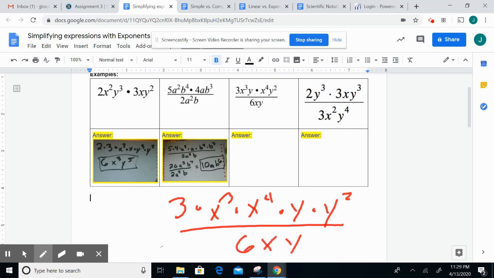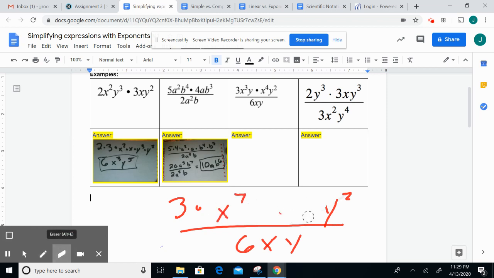All right, let's simplify the top. 3 stays. X to the third and x to the fourth is going to become x to the 7th. Add the exponents when we multiply. And then there will be 3 y's. All right, reset a little bit so I can write the answer.